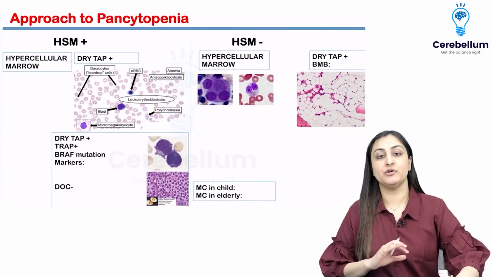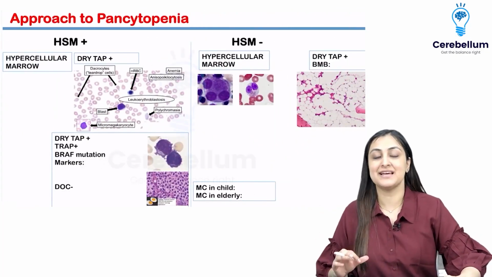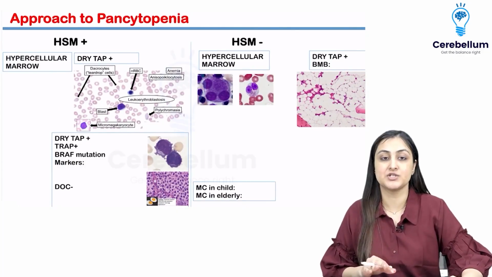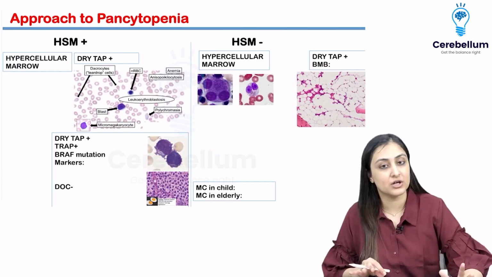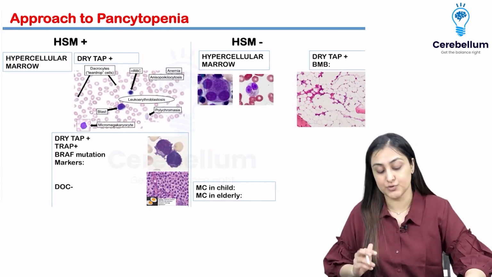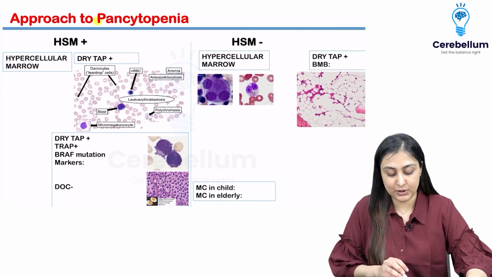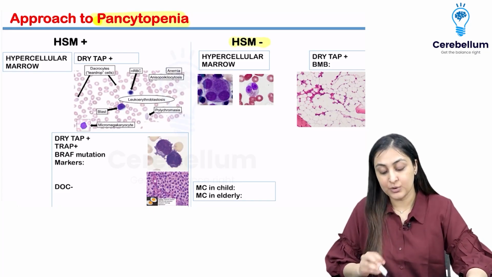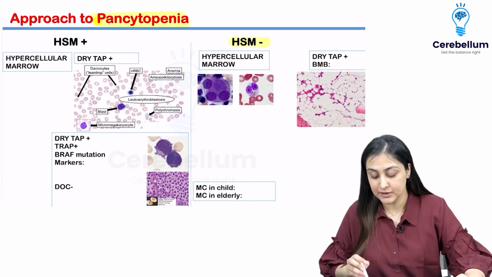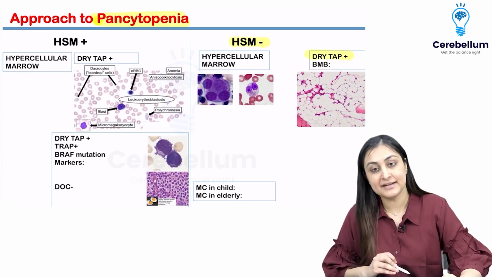Now we go on to a very important approach to pancytopenia. If you do this chart well, it's gonna help you solve a lot of MCQs, which I can guarantee you would have gotten wrong otherwise, because this gets very confusing. So you have to be very cautious. What are they giving? Pancytopenia without hepatosplenomegaly. Then you look at the buzzwords. Is there a dry tap?